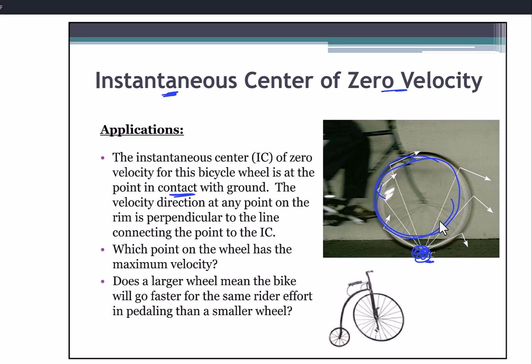So this is the zero velocity point. On the rim, the instantaneous velocity is perpendicular to this line. It's perpendicular to this line. Let's use red, it's better. So this is the line and this is perpendicular to it. This is the line from this point to this instantaneous center of zero velocity, and this is perpendicular to it.